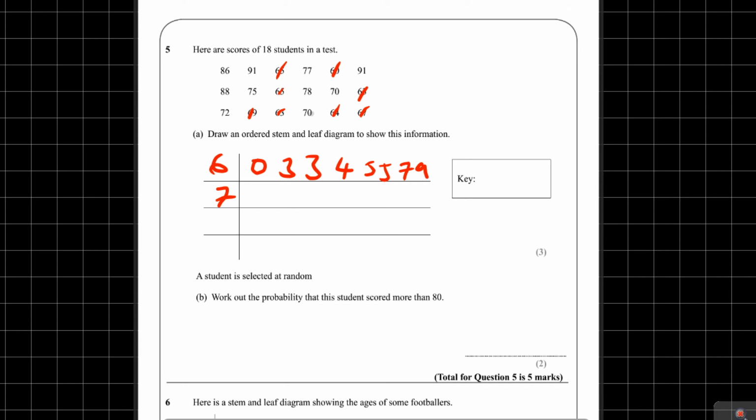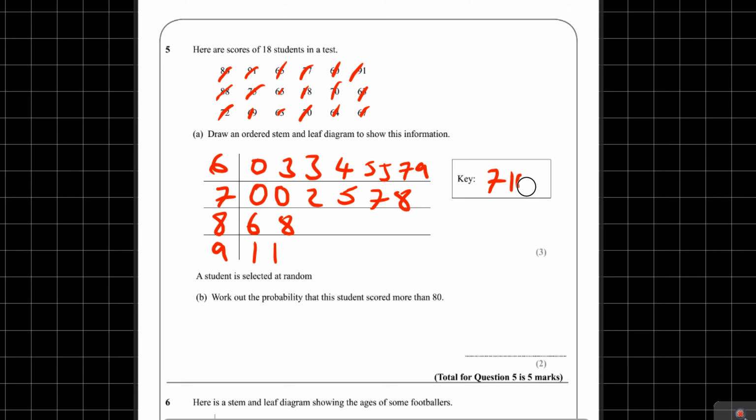We've got 70 and 70, we've got 72, 75, 77, and 78, then we've got the 80s, which is 86 and 88, and we've got the 90s, 91 and 91, and there is your ordered stem and leaf diagram. Again, we just pick any one for the key, so here it's 7 | 0 is equal to 70. Here there are no units because it's just scores, so you can just leave it like that.